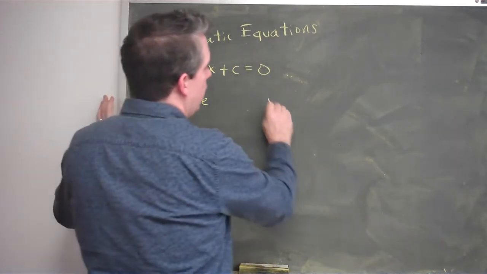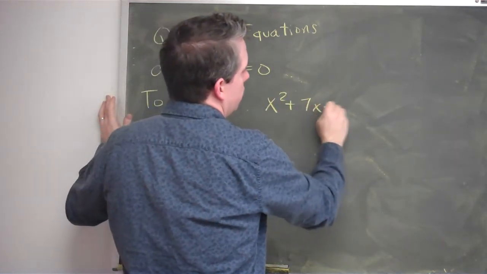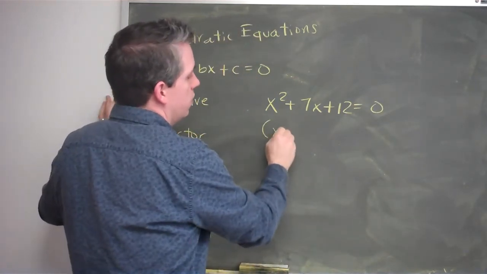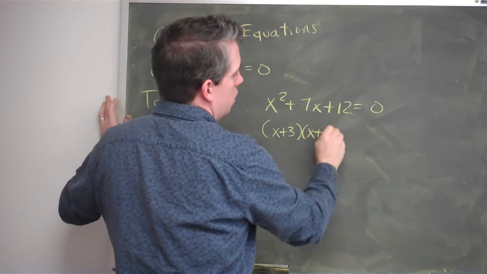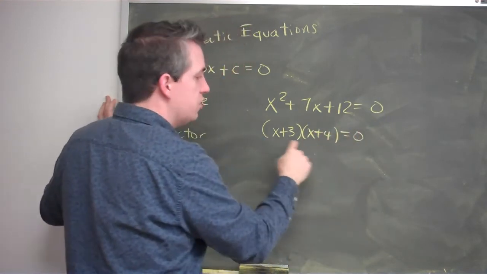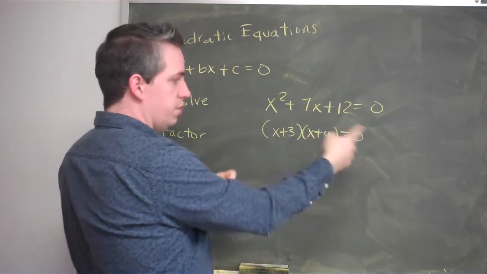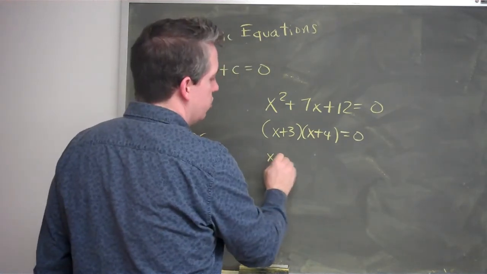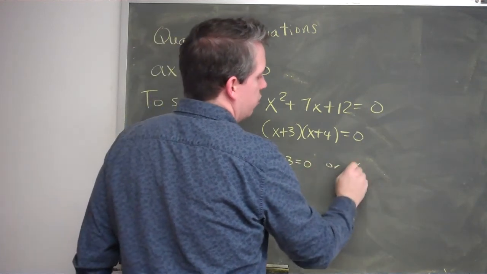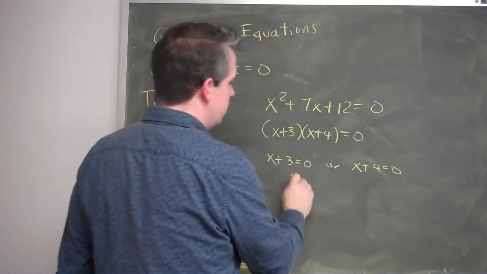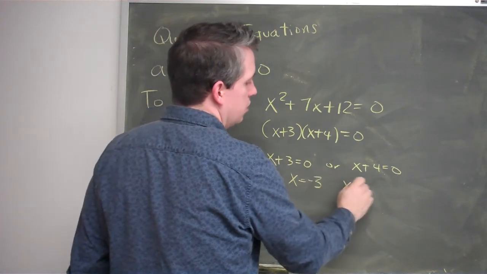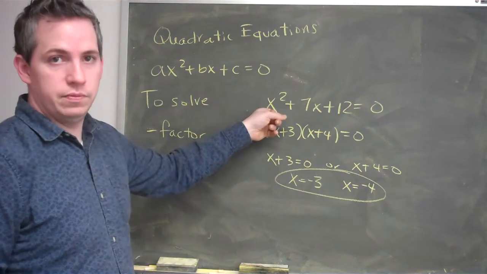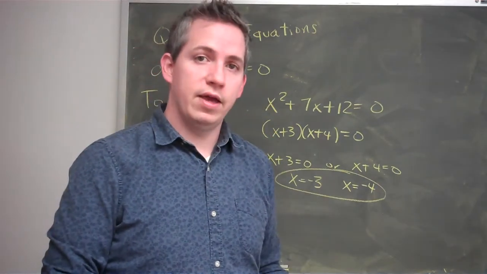For instance, if you had x squared plus 7x plus 12 equals 0, we can do this: x plus 3 times x plus 4 is equal to 0. Because these two things multiply to make 0, one of them has to be 0. So either x plus 3 is equal to 0 or x plus 4 is equal to 0. If you solve each of these, you get x equal to negative 3 and x equal to negative 4. That would be your solution set for this quadratic equation. So if you can factor it, factor it.